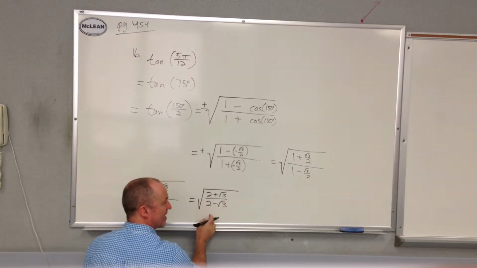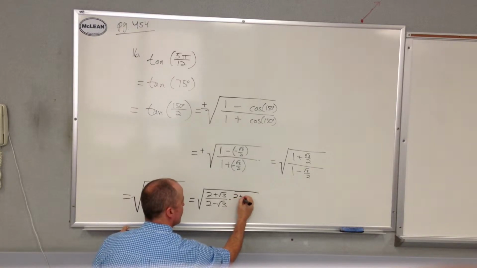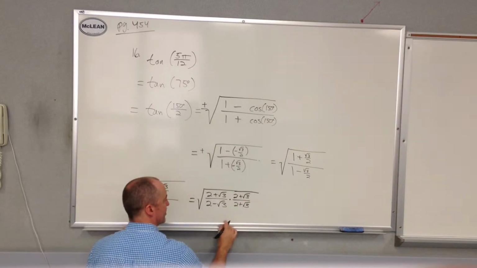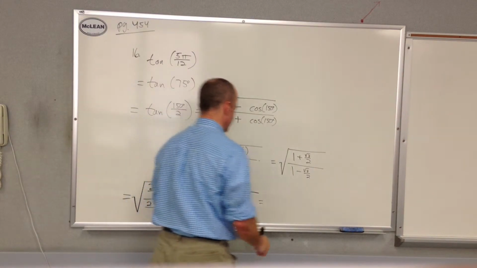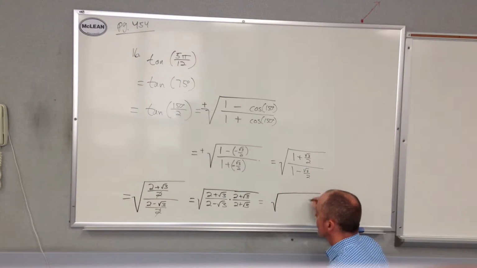Even though we're under a radical, I still don't like that radical on the bottom there. So I'm going to multiply top and bottom by the conjugate expression, which is 2 plus root 3 top and bottom. That is to get rid of the irrational on the bottom of my fraction.